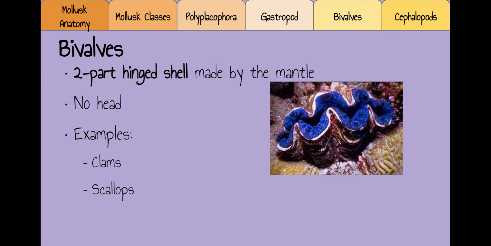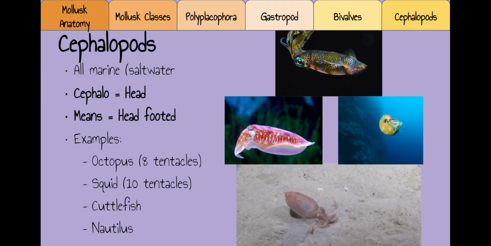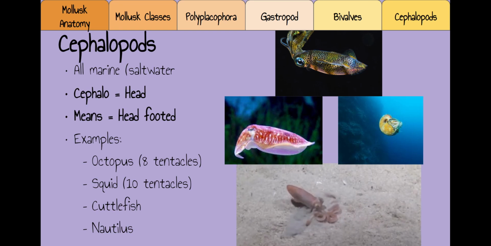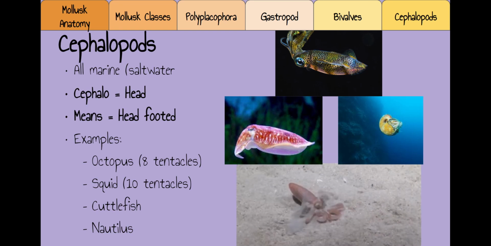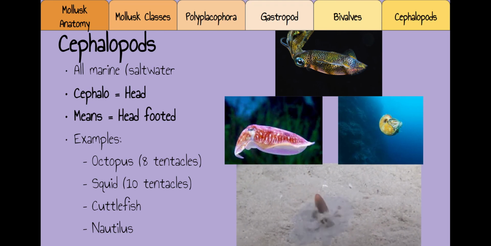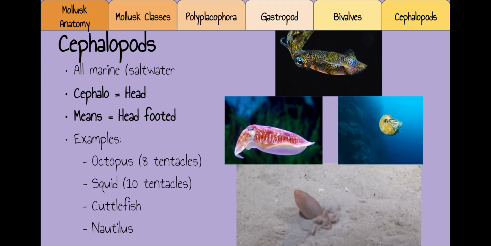Then you have bivalves. It's a 2-part hinge shell made by the mantle. There's no head. You have clams, oysters, scallops. Those fall in this category of bivalves. Then our last group is cephalopods. Cephalopods are all marine saltwater. Cephalo means head, and pod means foot, so head-footed. Octopus would be an example, having 8 tentacles, squid having 10 tentacles, cuttlefish, and nautilus would be our examples of these. And that will bring us to the end of our mollusk notes.